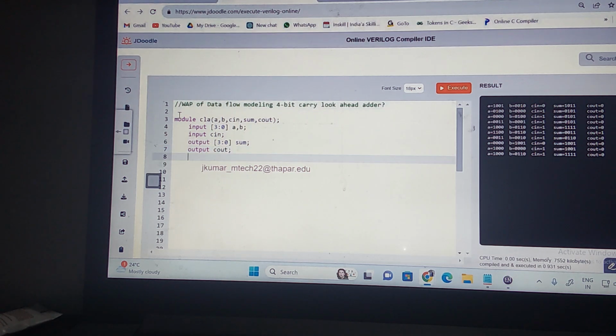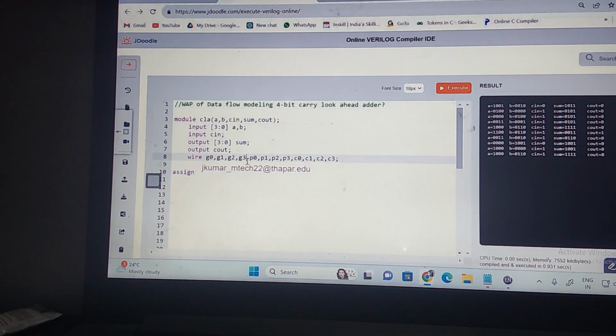Then what are the wire data types here? P0, P1, P2, P3. G0, G1, G2, G3. And then C0, C1, C2, C3. So I can write wire as G0, G1, G2, G3, and then P0, P1, P2, P3. Next, C0, C1, C2, C3. These are the wires. Now I should start writing the data flow module.